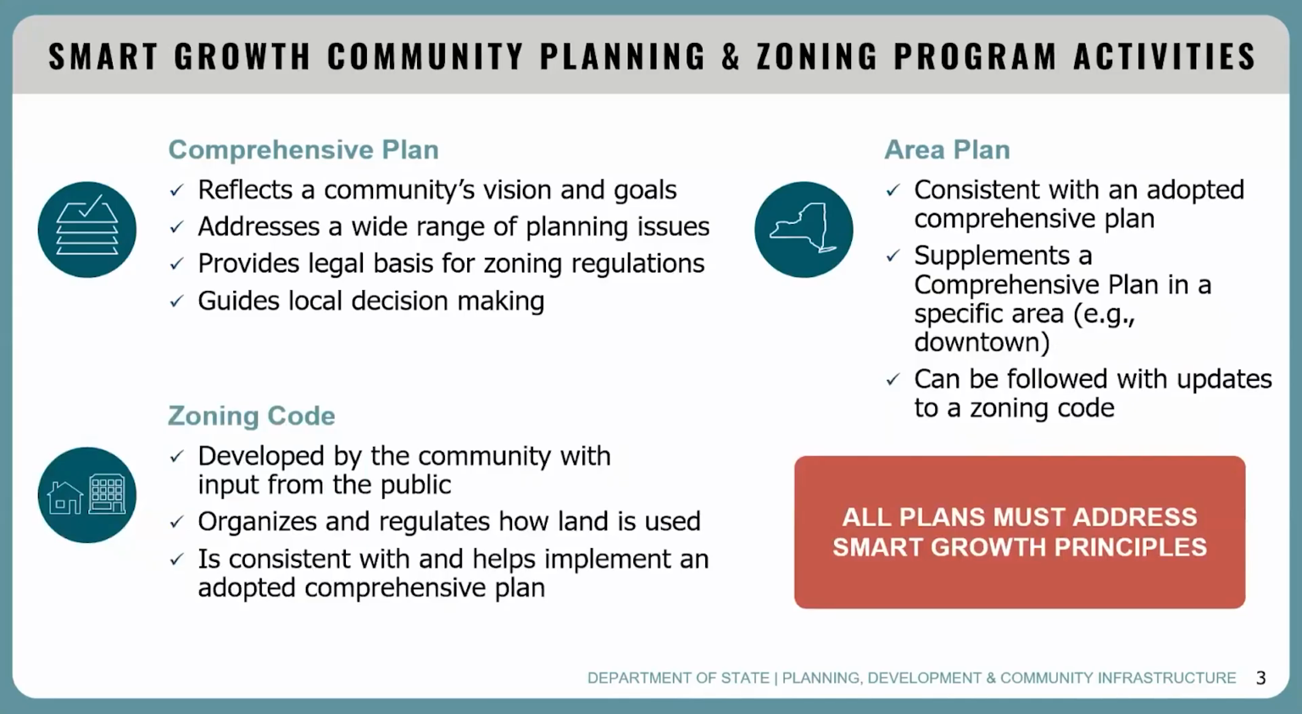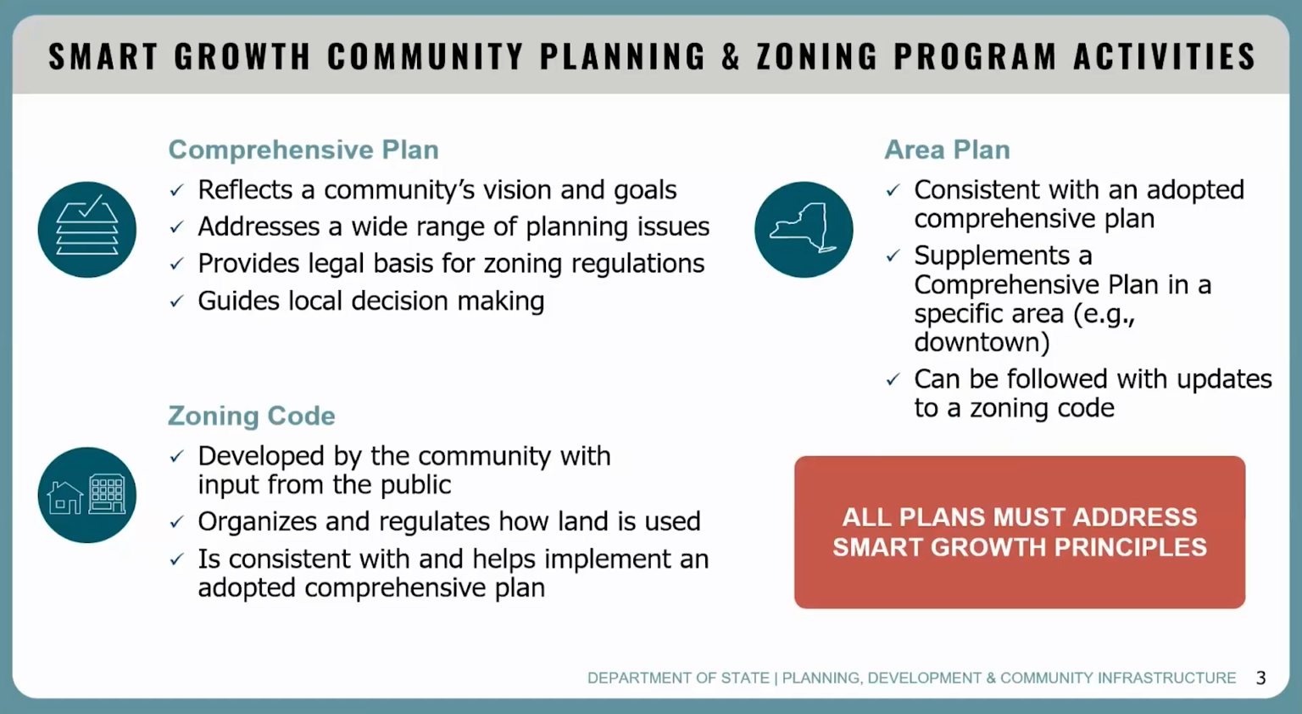An area plan complements an existing comprehensive plan by providing supplemental guidance for growth in a defined area, such as a downtown or particular neighborhood. Area plans often result in the development of zoning updates implementing the needs articulated in the plan. Both comprehensive plans and area plans are written with the support of the community through community engagement strategies that identify issues, brainstorm solutions, and create a vision for the future.